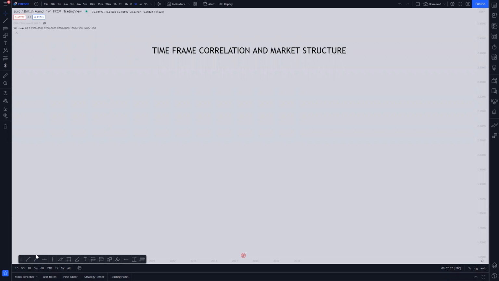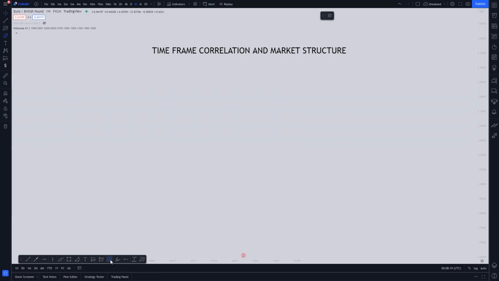Of course, market structure gives the general bias of the market, and we have three types of market structure, but the last one, which is the consolidation, I'm not going to be talking about that one. We've dealt with that in some other videos. That's range markets. We're going to talk about uptrend market structure and downtrend market structure.